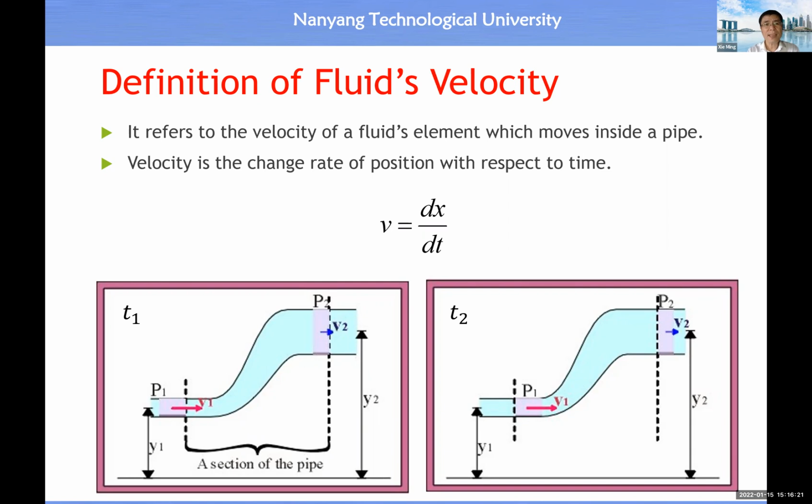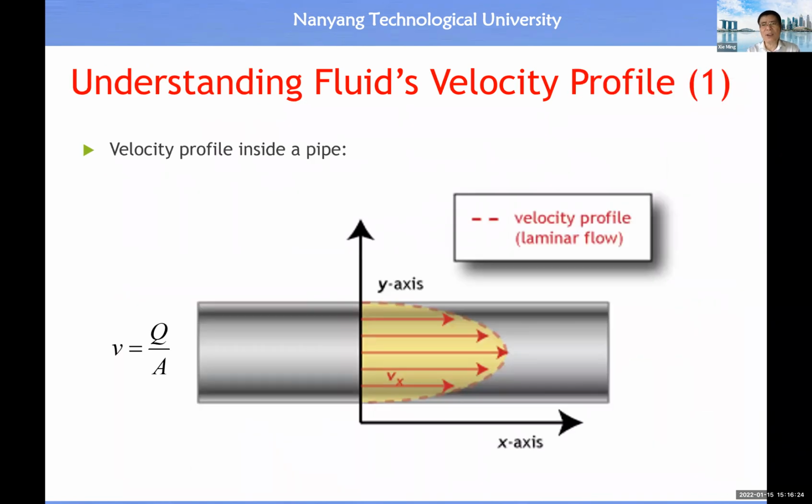This is background knowledge for you to know, because inside the pipe, due to the visco friction between the fluid and the inner surface of the pipe, the distribution of fluid velocity inside the pipe is not uniform. You will see the velocity at the middle of the pipe is larger than the velocity nearer to the inner surface of the pipe. So this is a typical situation of velocity profile inside a pipe.